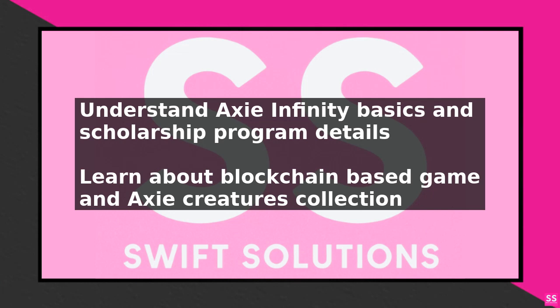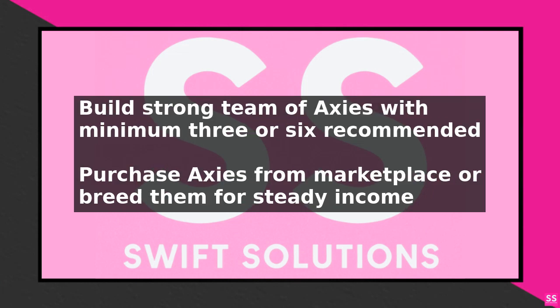percentage of their earnings. The first step to starting a scholarship is to build a strong team of Axies. You will need a minimum of 3 Axies to start a scholarship, but it is recommended to have at least 6 to ensure a steady stream of income. You can purchase Axies from the Axie Infinity marketplace or breed them yourself.